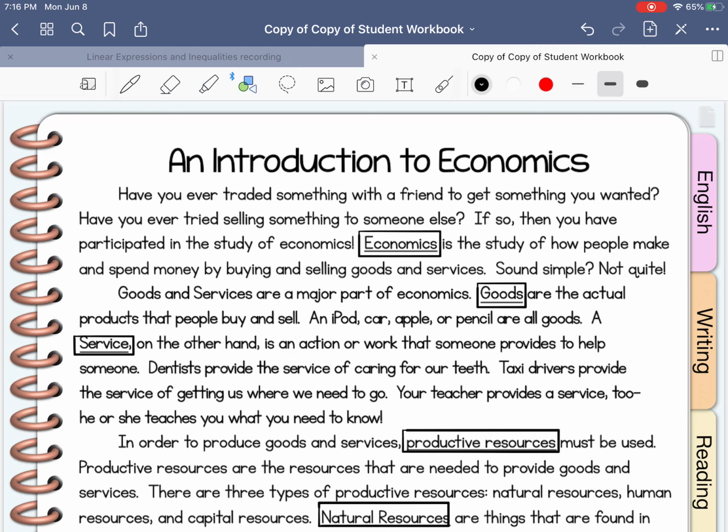Goods are the actual products that people buy and sell. An iPod, car, apple, or pencil are all goods. A service, on the other hand, is an action or work that someone provides to help someone. Dentists provide the service of caring for our teeth. Taxi drivers provide the service of getting us where we need to go. Your teacher provides a service too. He or she teaches you what you need to know.